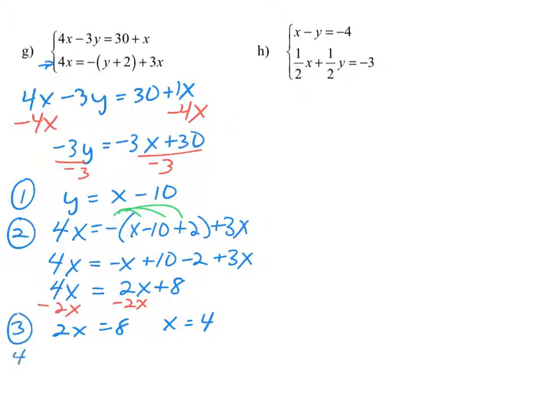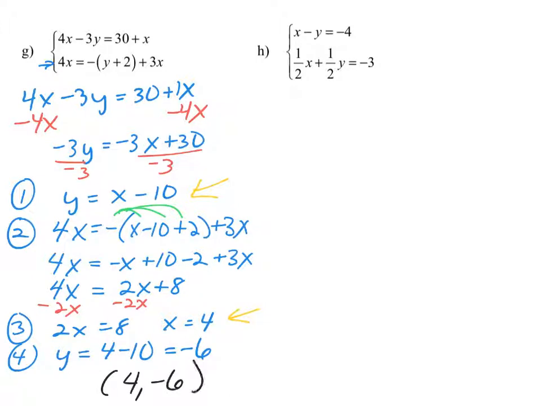Now our step number 4 is to take the answer from step 3 and the result from step 1 to find the other variable. So we know y is equal to x minus 10. If x is 4, 4 minus 10, so y is equal to negative 6. Our solution to the system of equations is 4, negative 6.